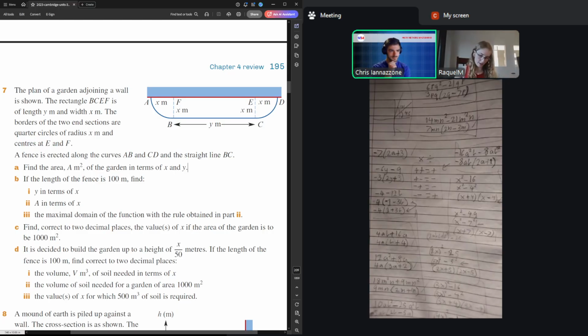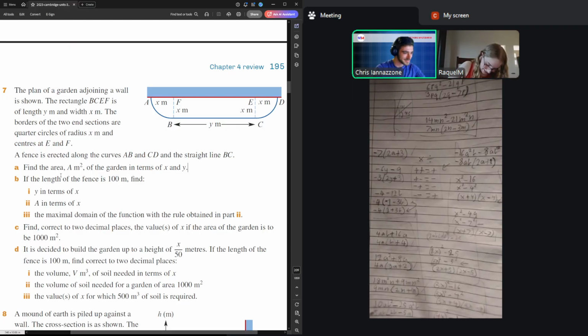Would the area be x times y plus pi x squared over 2? There should be a plus between those two terms, not a times. Oh, yes, there is. You just said that, yeah, just differently. Easy. My plus was slanted. Oh, yeah. Sure.